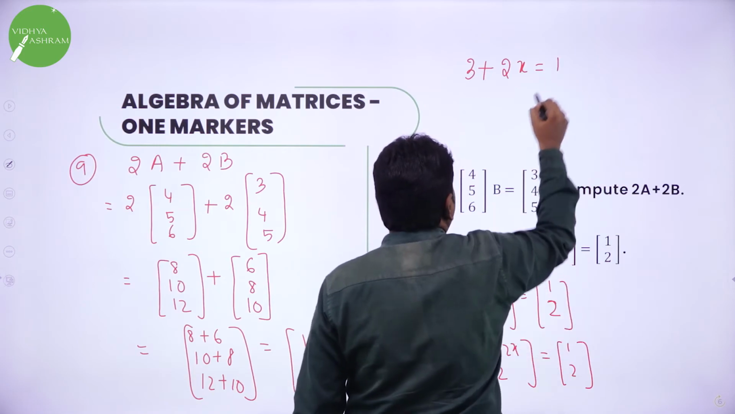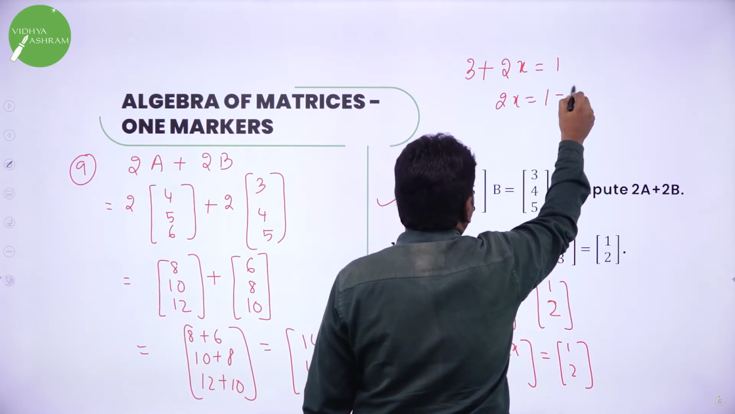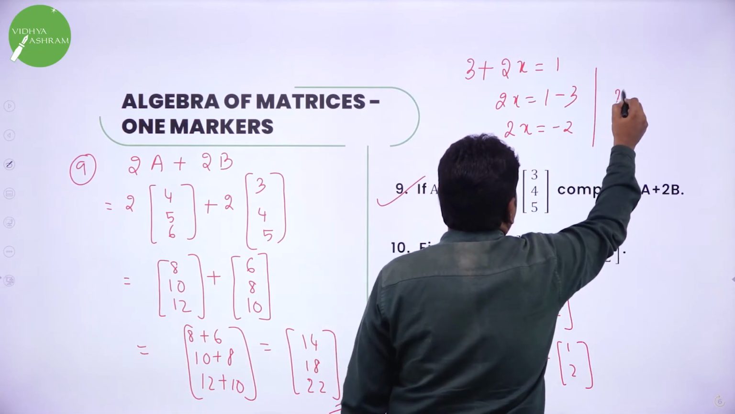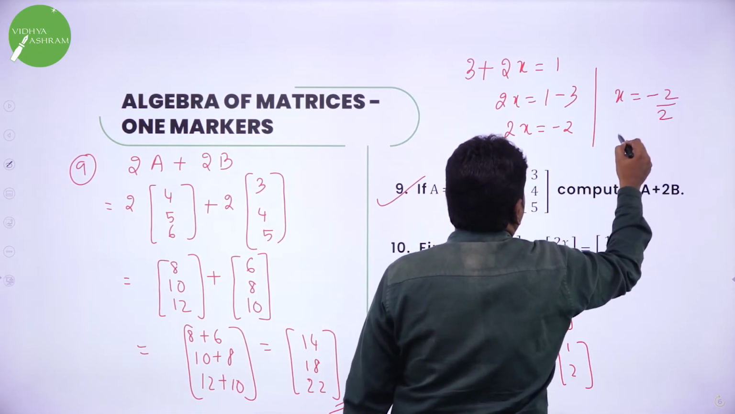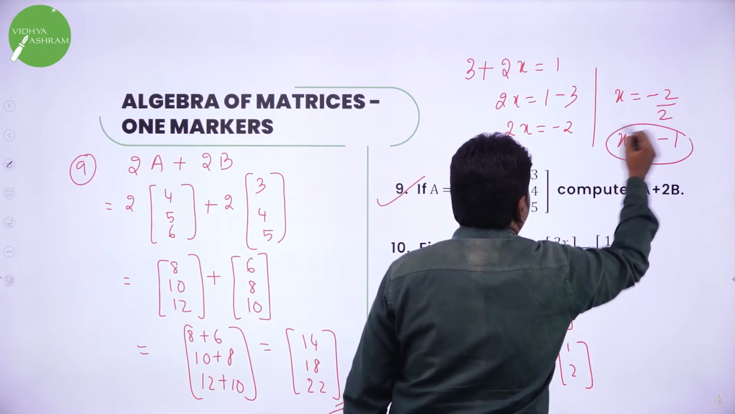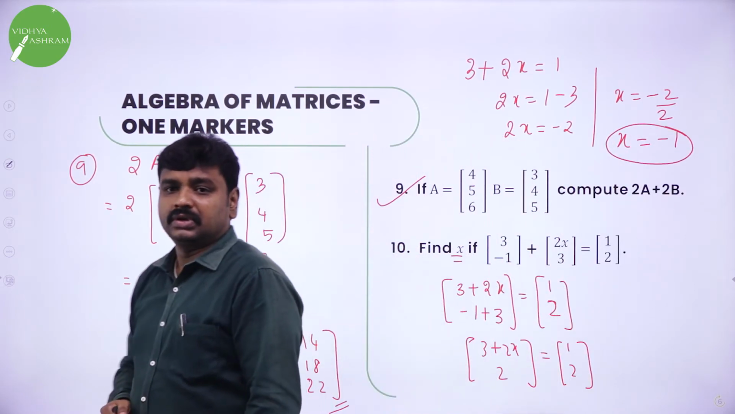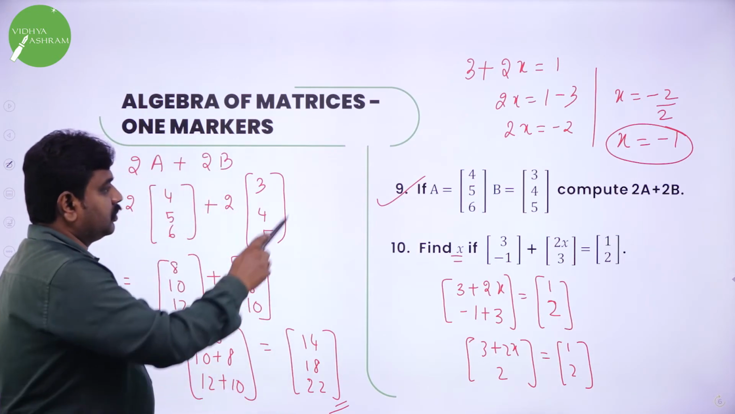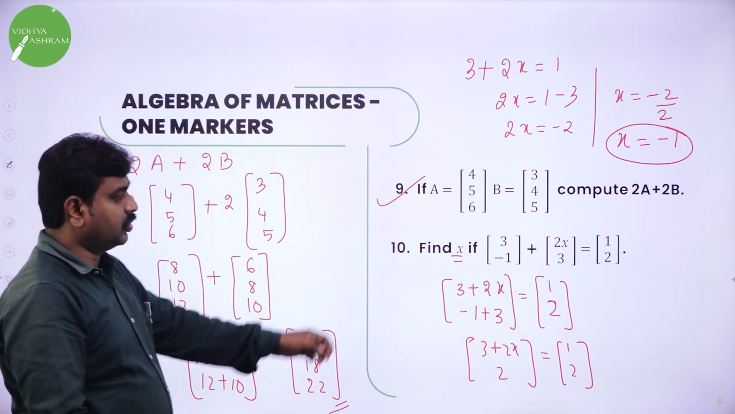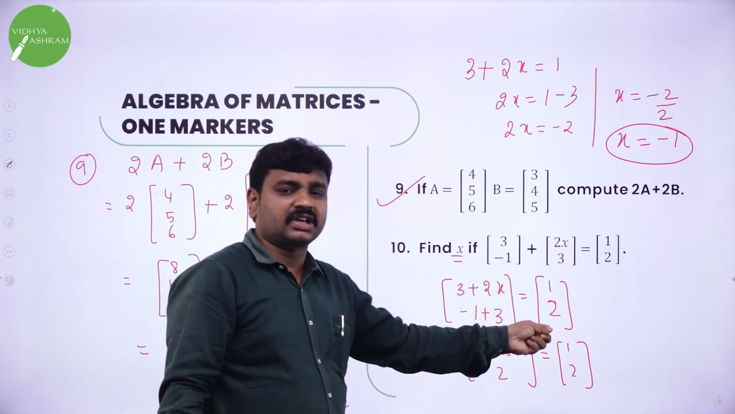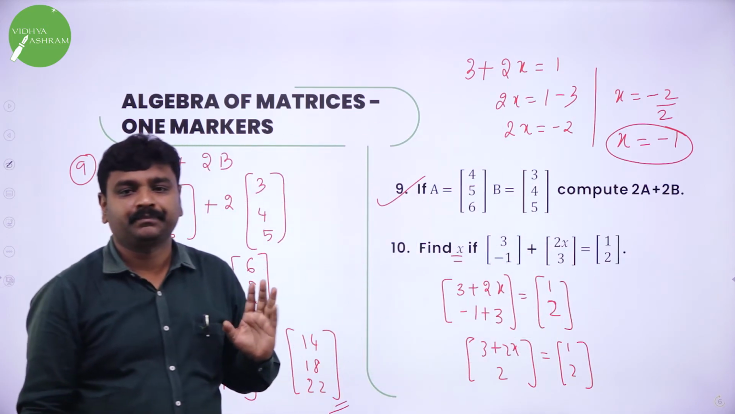Equate it to the first element. What is the first element? 1. So 2x is what? 1 minus 3. What is 2x? Minus 2. So what is x? Minus 2 by 2. What is x? Minus 1. They wanted you to find x, and we got x. So in this problem, they told that the sum of two matrices is equal to a matrix. So you add them and equate the corresponding elements, and you will get x.